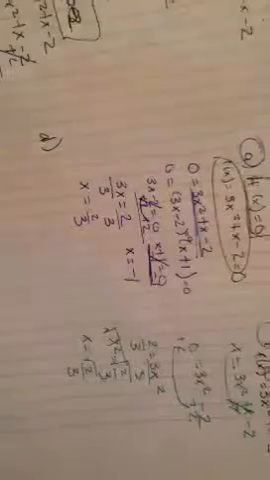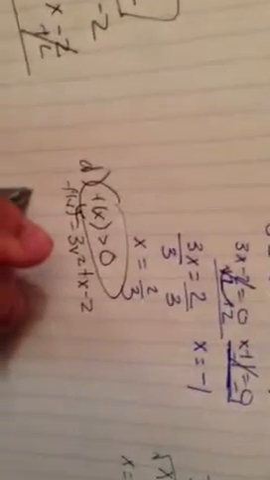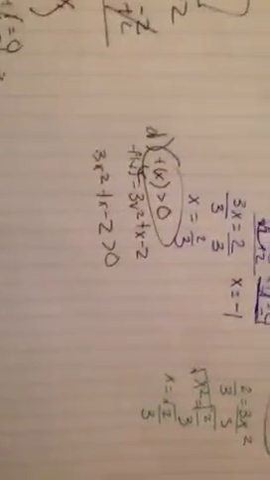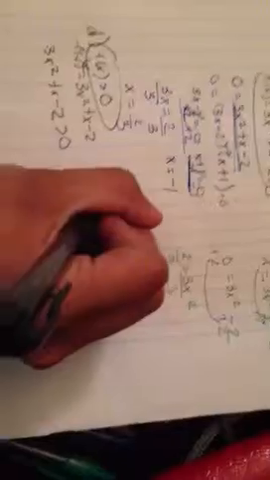Letter D. f of x is greater than 0. Our equation, f of x is equal to 3x squared plus x minus 2. You will apply this into here and you will have 3x squared plus x minus 2 is greater than 0. So then, here you will have to draw a graph and solve for this one. Letter D will be the same as letter A.